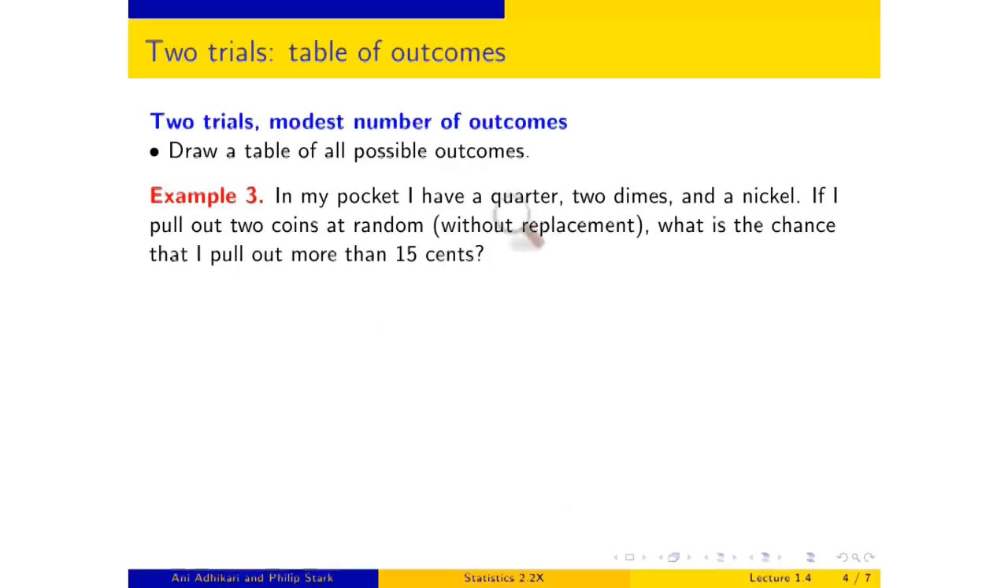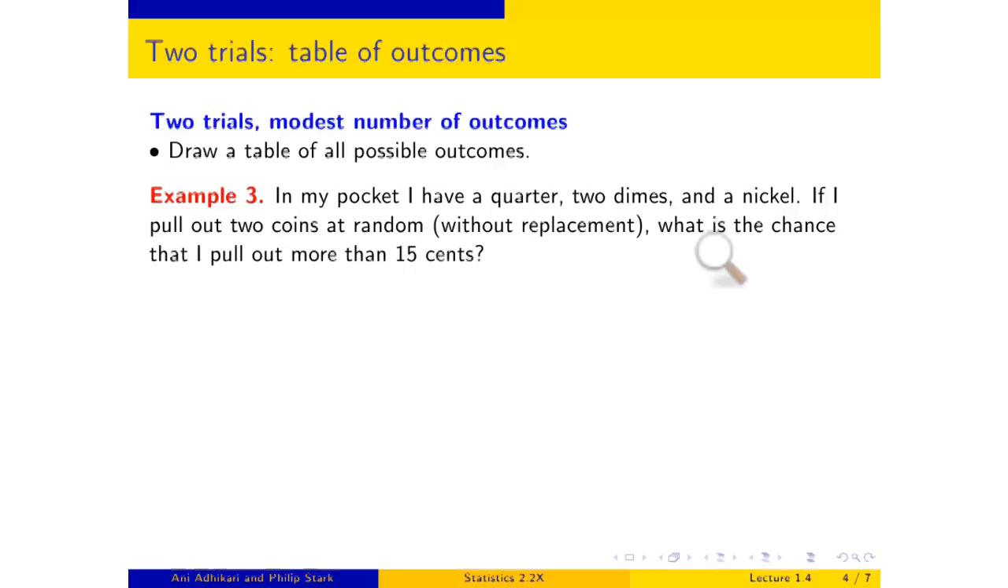So in my pocket I have a quarter. All you non-Americans out there, these are coins. A quarter is 25 cents, a dime is 10 cents, a nickel is 5 cents. So I have a 25, 2 10s, and a 5. I'm going to pull out 2 coins at random in the way you stick your hands into your pocket and pull out a coin, and clearly that is without replacement. And the question I'm asking is, what is the chance that I pull out more than 15 cents? I'm going to stick my hands in and take 2 coins out.